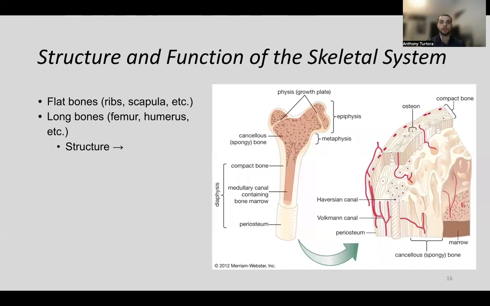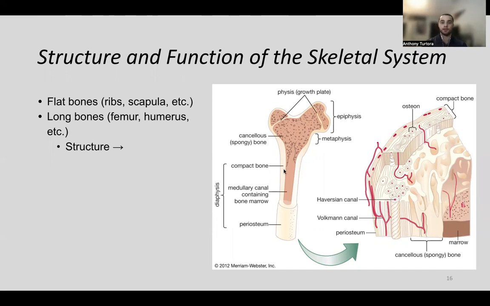All right, so now we'll look at the structure and function of the skeletal system. We have flat bones, which you can think of as the ribs, scapula, and other bones like that. Or we have long bones, which are the femur, humerus, and also the bones of your fingers. They don't seem that long, but they are also long bones.